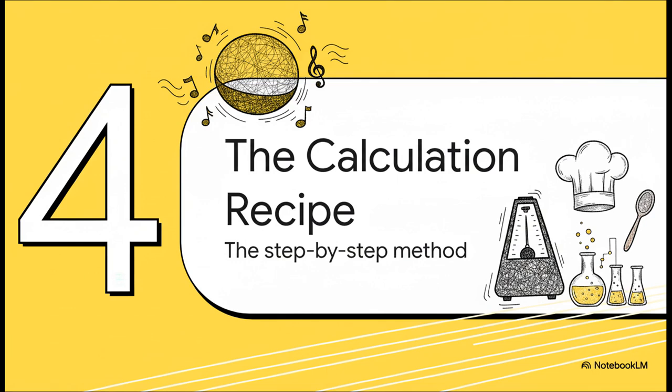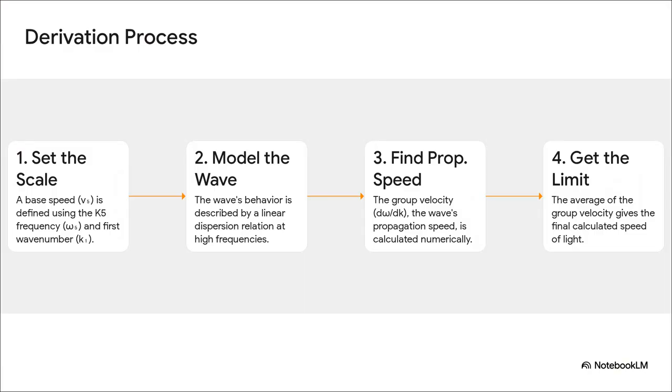So we have our ingredients: a squashed sphere, its allowed notes, and an internal metronome. The question is, how do we combine them to get the speed of light? Well, let's look at the recipe. The process breaks down into 4 main steps. First, you set the scale. Use that pacemaker frequency and the universe's most fundamental wavelength to get a baseline speed.